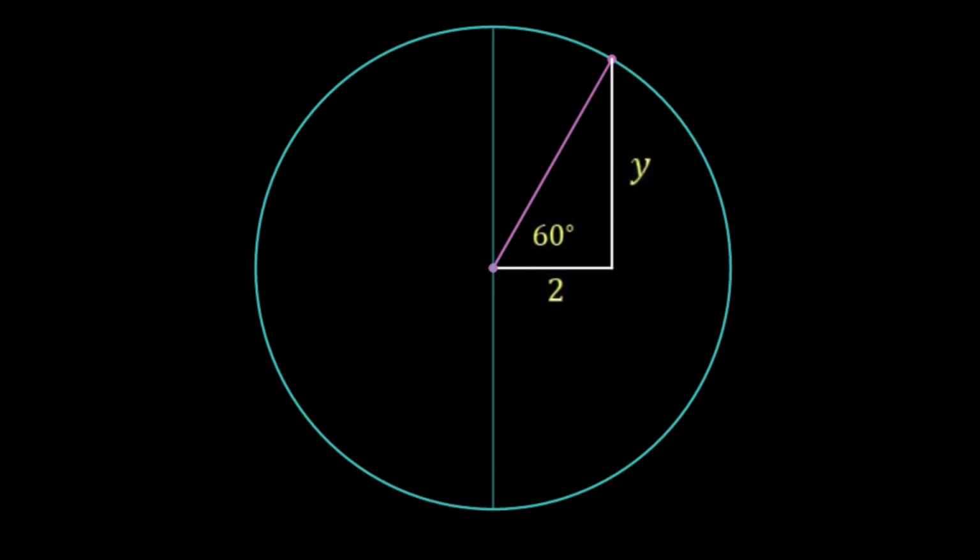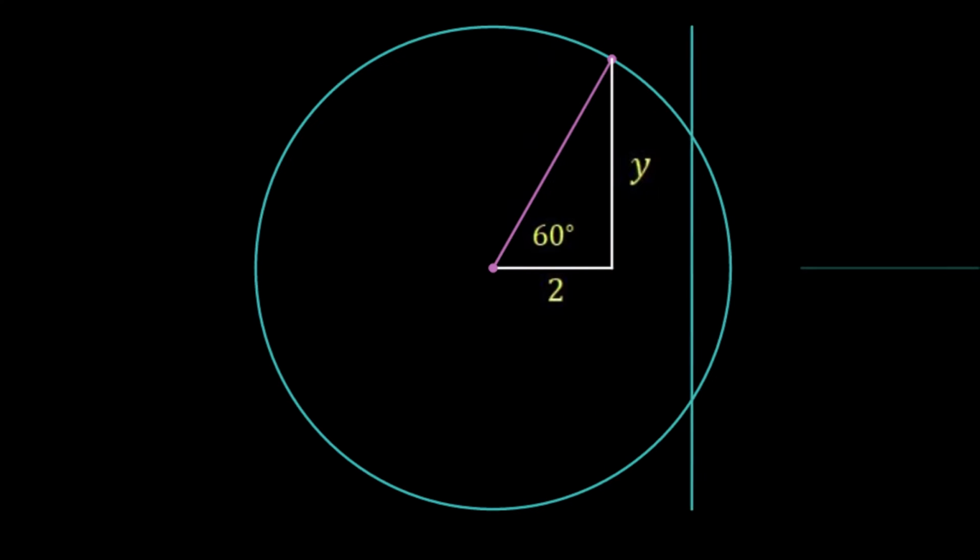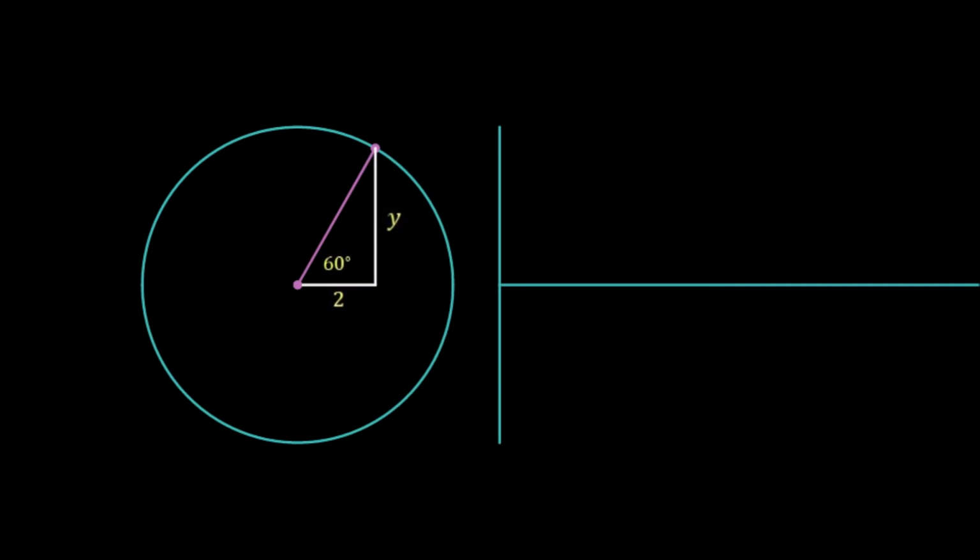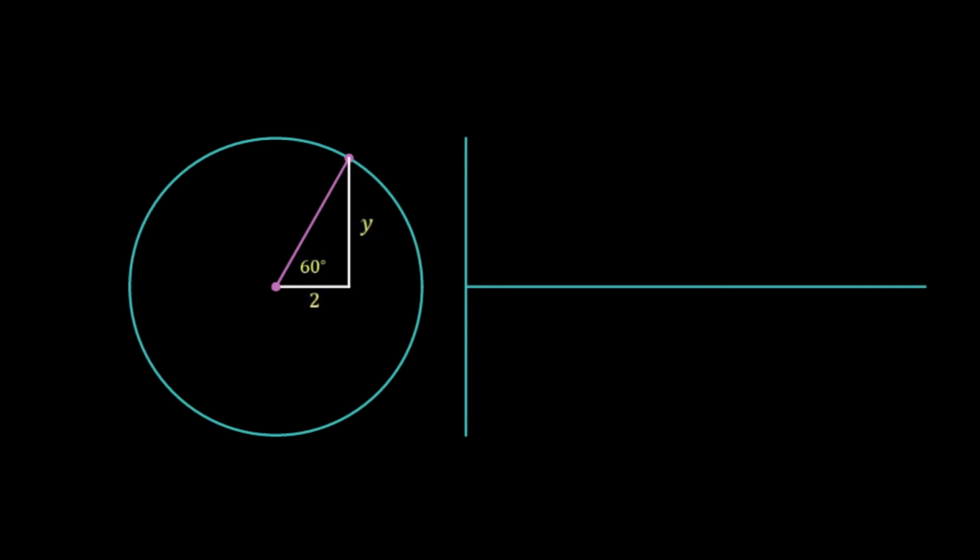Add the vertical diameter, shift it to the right. The tangent function is given by the opposite, which is the side opposite the angle, divided by the adjacent, which is the side adjacent to the angle.